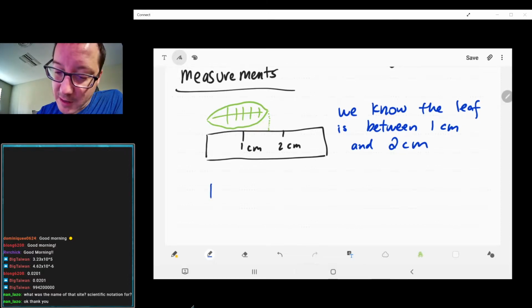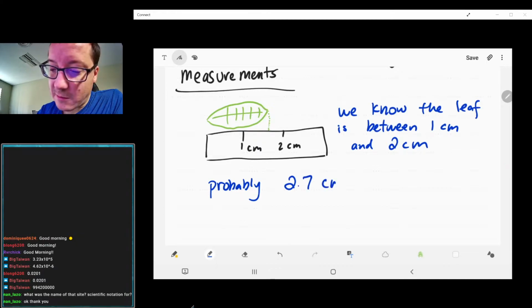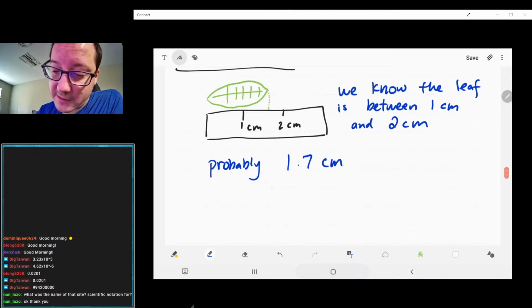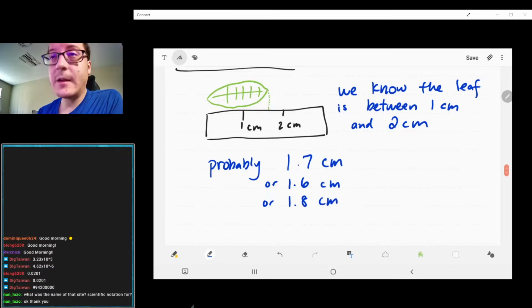As we can see here, if I were to make a guess, I would say this is probably 2.7 centimeters. Not quite, I'm sorry, not 2.7. I don't know how to do numbers apparently. 1.7. We know it's between 1 and 2. That much we know for sure. Looking at this, I say, okay, it's closer to the 2. And so maybe it's 1.7. Maybe you might say it's 1.6. Or maybe you're reading this and you see it as 1.8. Somewhere around there.